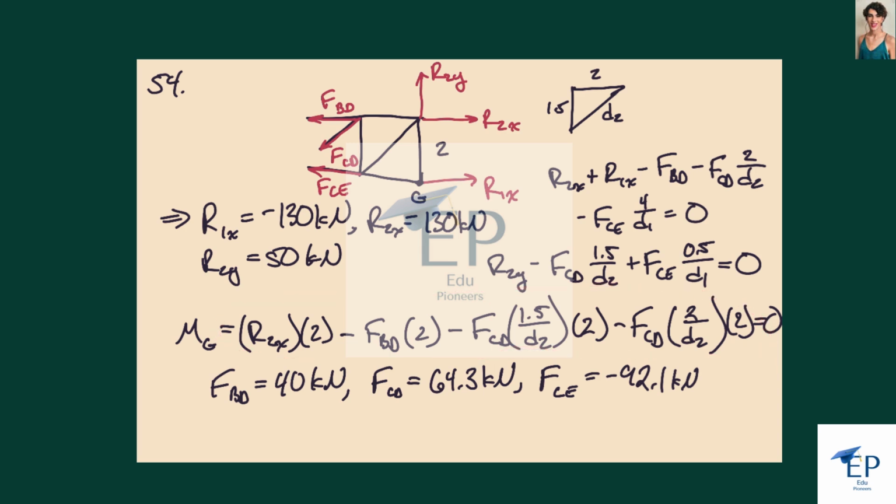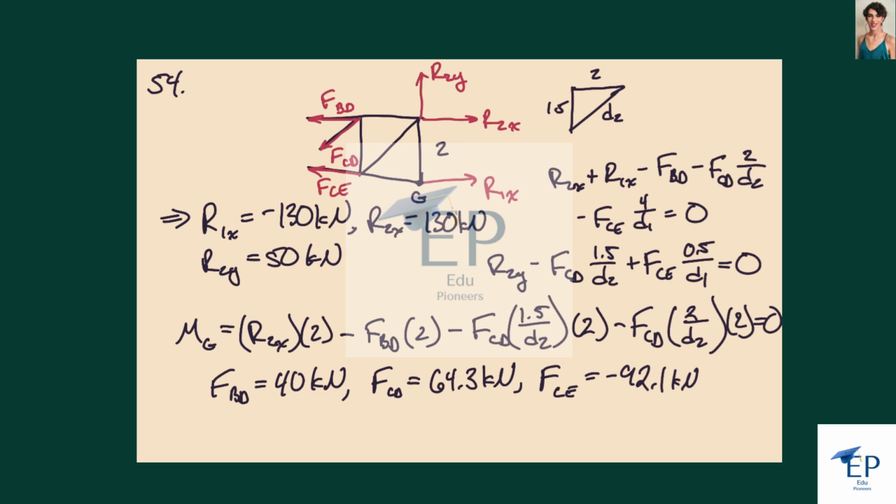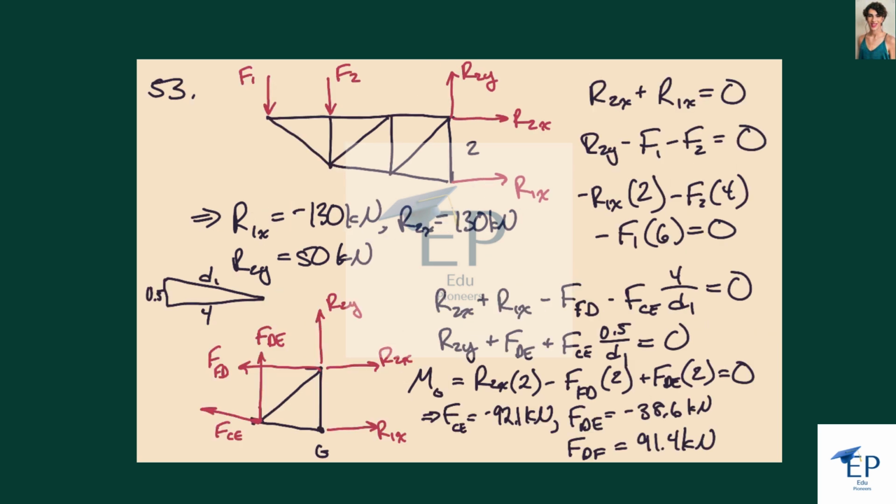And again, 3 equations, 3 unknowns. You get FBD is 40 kilonewtons, FCD is 64.3 kilonewtons, and FCE is 92.1 kilonewtons, and again, we ought to check to make sure that it's the same as there, and that's true. So CE, let's see here, BD was 40, and over here we have FD is 91.4, so this one is more than this one again.